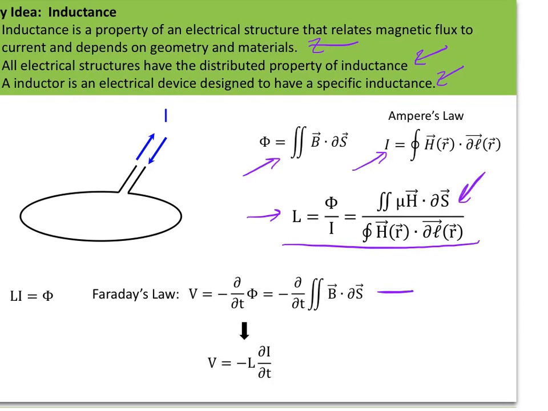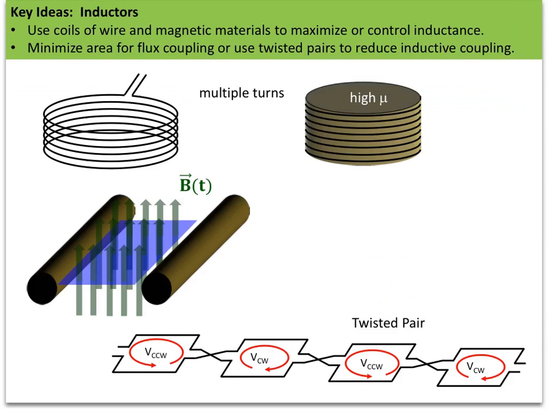Very briefly, Faraday's law related the change in magnetic flux to the voltage around a loop of conducting wire, and Faraday's law leads from inductance into our basic circuits relation that the voltage is the inductance times the rate of change of the current. Again, inductance is different than an inductor.